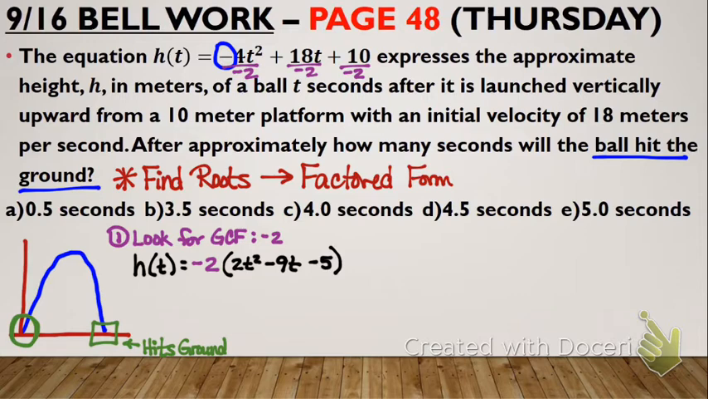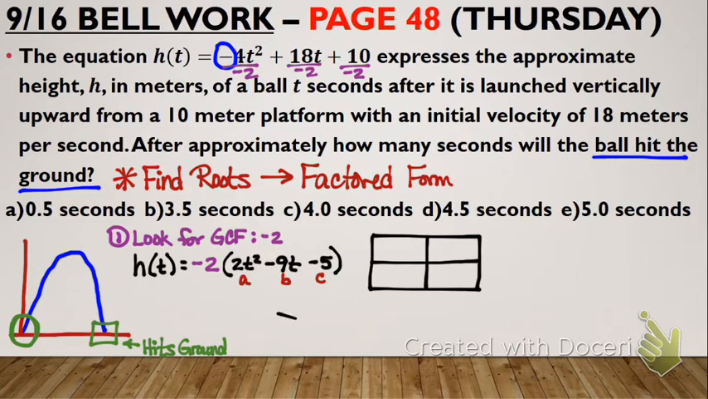All right, so now I'm going to label my A, my B, and my C. Can I use my shortcut on this? No, A is not 1, even after I get that GCF out. So I'm going to have to do the full area model here. So I'm going to draw my area model. And I'm going to need my X. A goes here and C goes here. And I put that in before I do anything with my X.